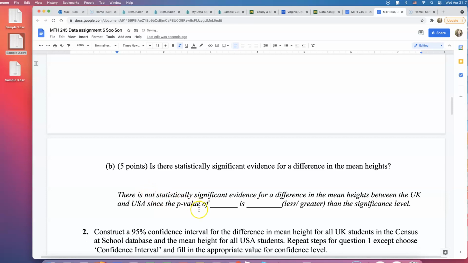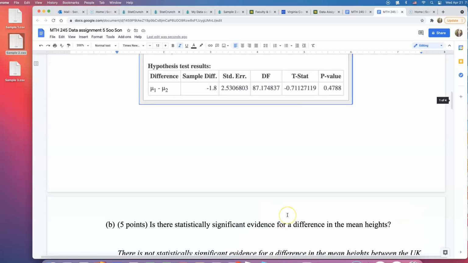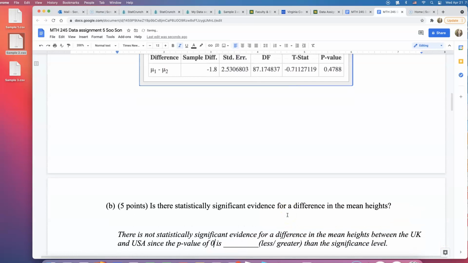There isn't statistically significant evidence for a difference in the mean height between the UK and USA since the p-value of, what was the number? I forgot. 0.4788 is greater than the significance level. And what were we comparing to?